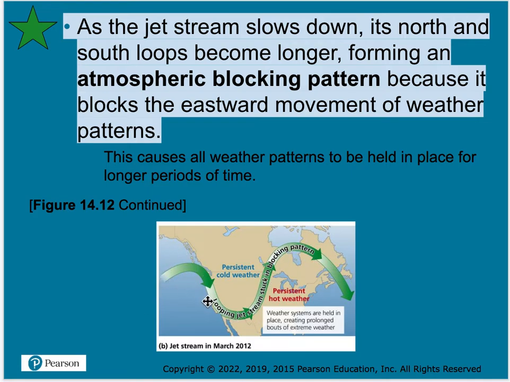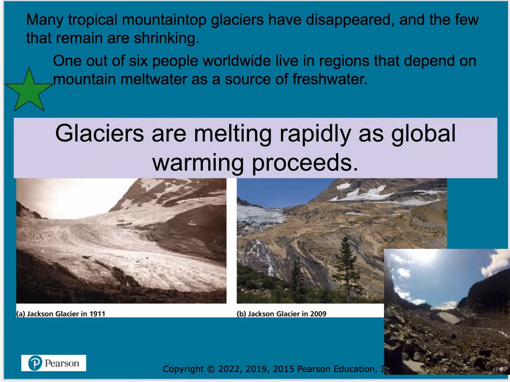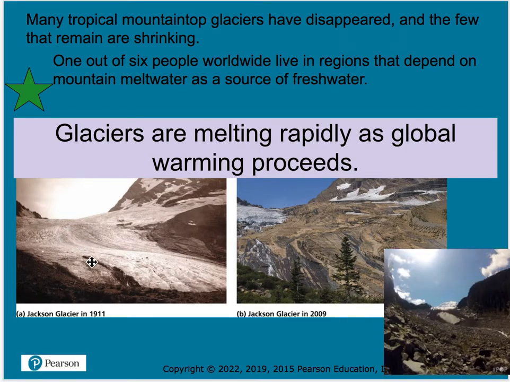It doesn't seem like a big deal, except that it's making colder weather and warmer weather in places that are not typical. It's also causing different glaciers to melt. I have a picture here of a glacier.